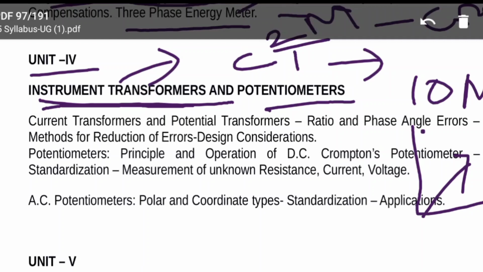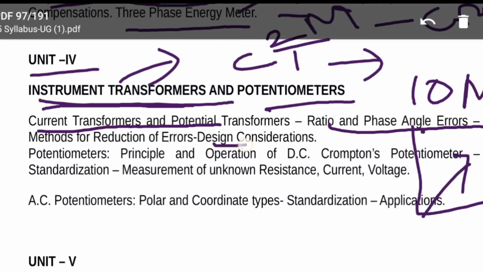PT also different errors. From those errors, you will get 2 marks question. What is the burden on CT? What is burden on PT? How the CT works, how the PT works. If you prepare total CT and PT, you will get 10 marks question easily. Ratio and phase angle error is very important. The ratio and phase angle error of CT is important.